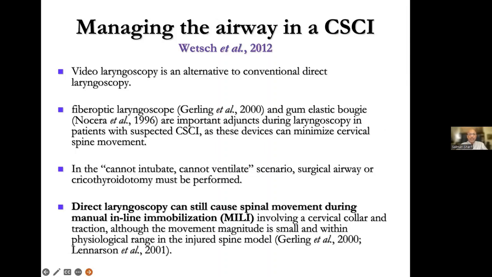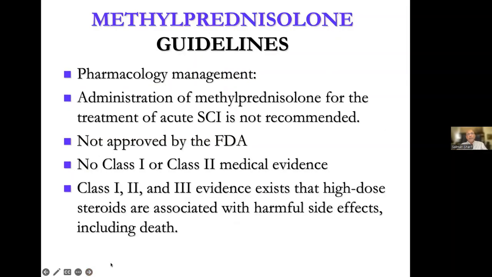Direct laryngoscopy can still cause spinal movement during manual in-line immobilization. So in these cases, movement magnitude should be limited in spinal cord injury.